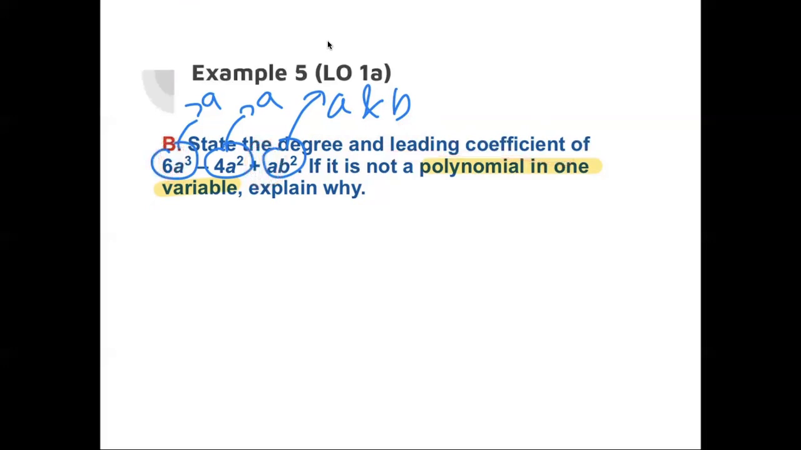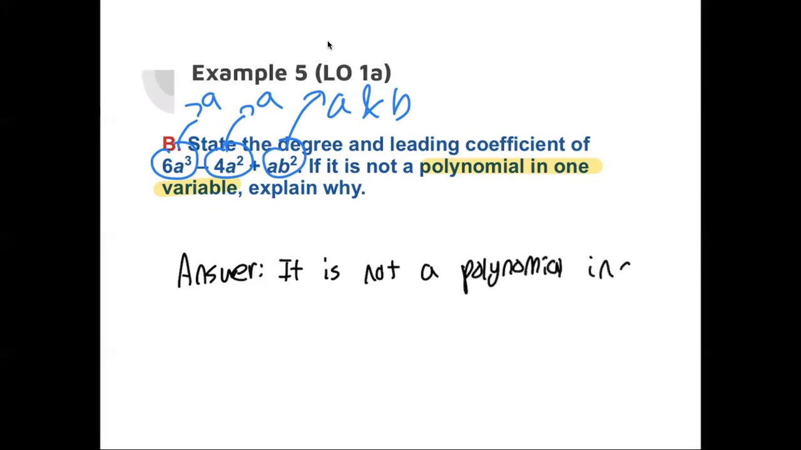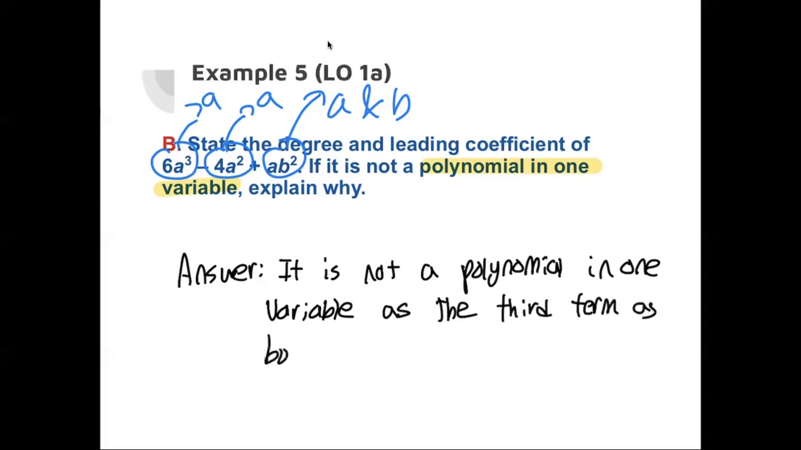So when we're writing the answer for this, we can just say not a polynomial in one variable as the third term has both a and b as its variable.